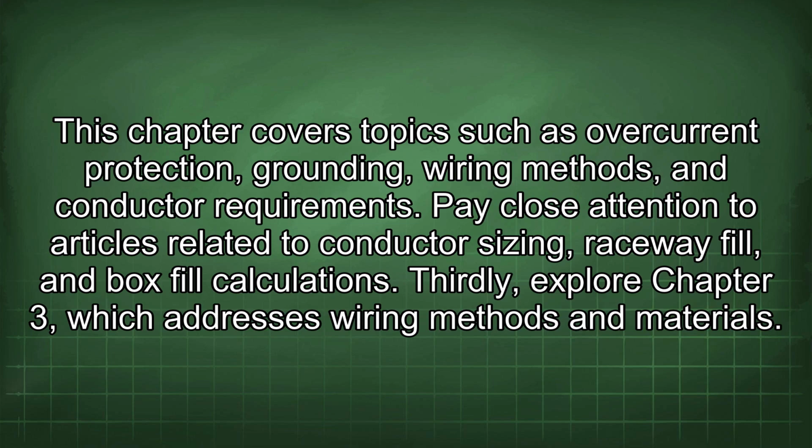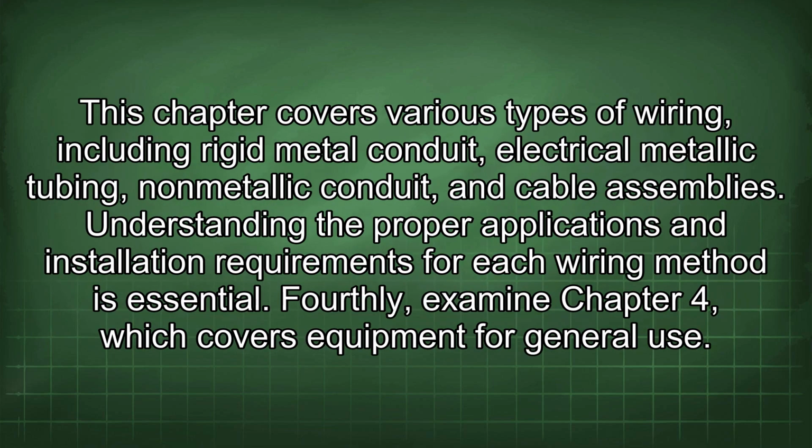Thirdly, explore Chapter 3, which addresses wiring methods and materials. This chapter covers various types of wiring, including rigid metal conduit, electrical metallic tubing, non-metallic conduit, and cable assemblies. Understanding the proper applications and installation requirements for each wiring method is essential.